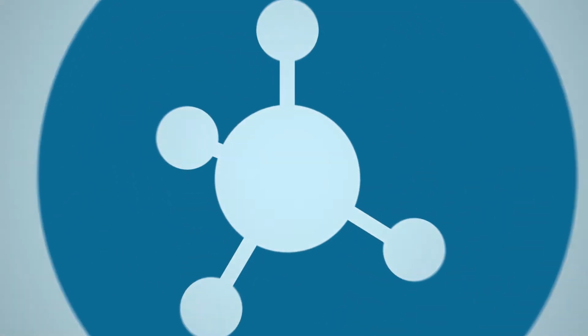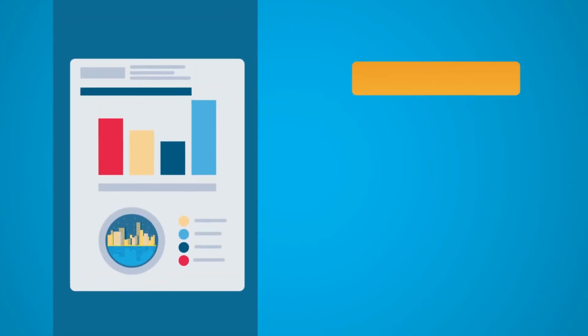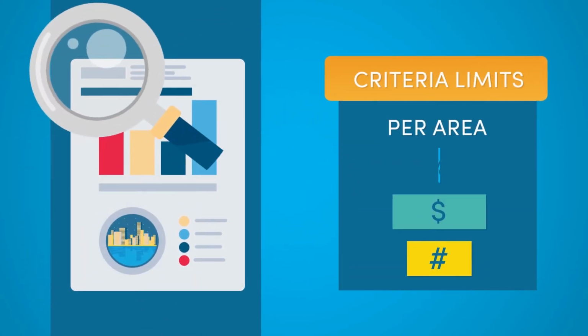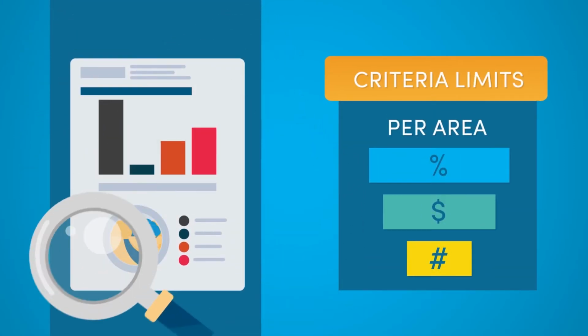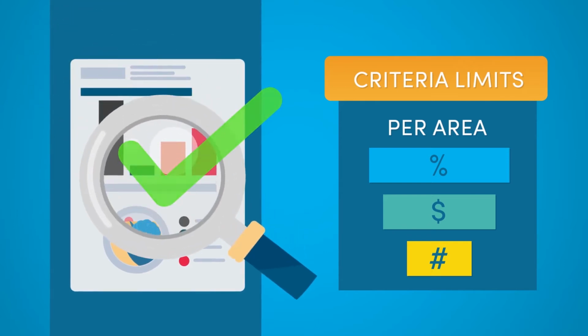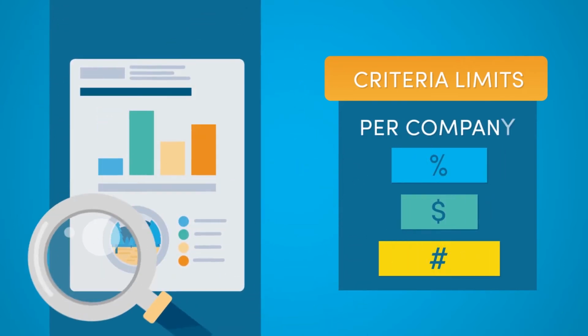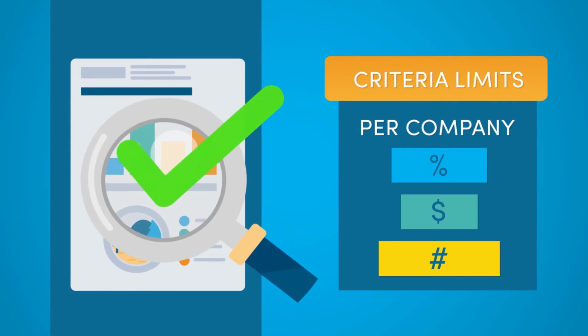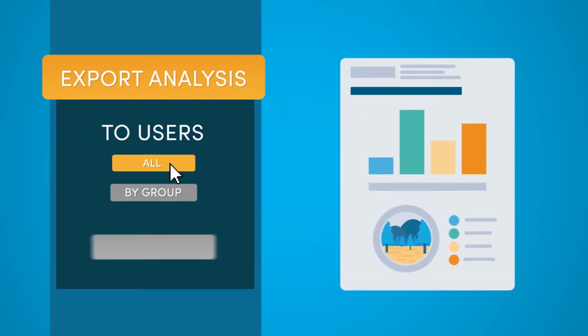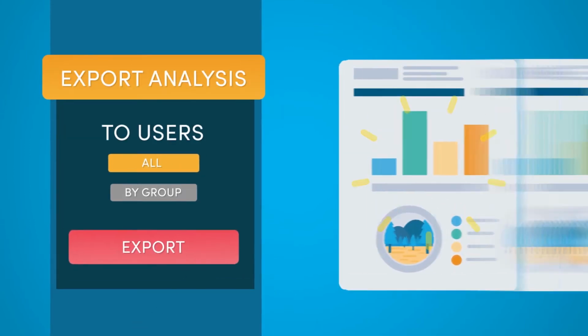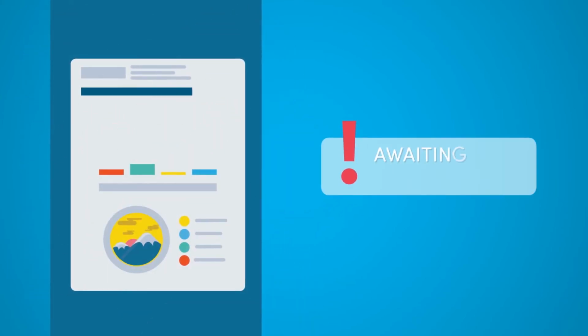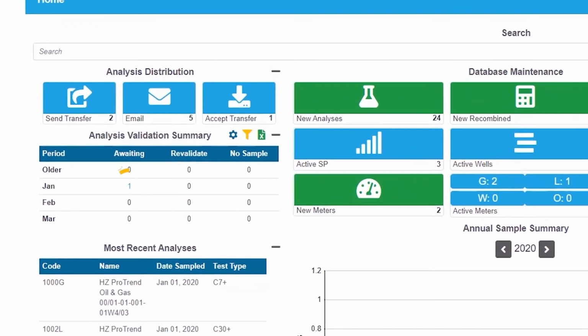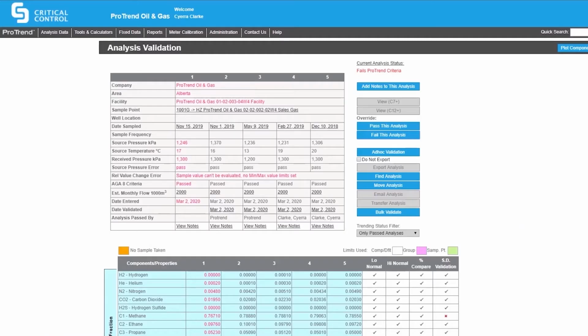After an analysis or calibration is loaded into Protrend, it is validated against criteria limits that are established and maintained by your company. These limits can be customized on a per-area basis or per company. Any analysis that meets Protrend criteria is immediately available for export for any user with no requirements for validation. Any analysis that does not meet Protrend criteria is flagged for validation by a qualified user. Validators are notified of analysis awaiting validation when they log on to Protrend using the widgets on the dashboard.